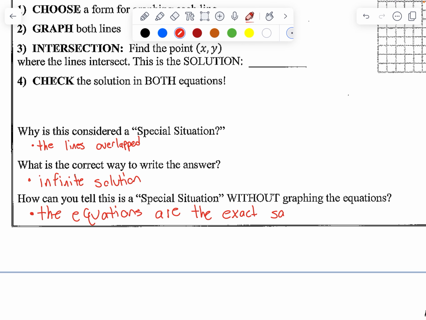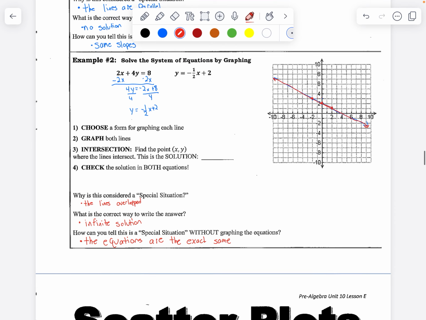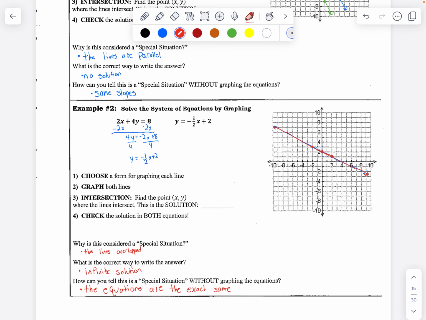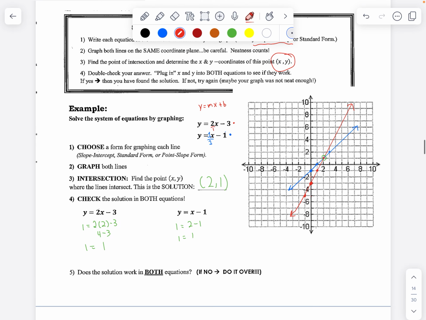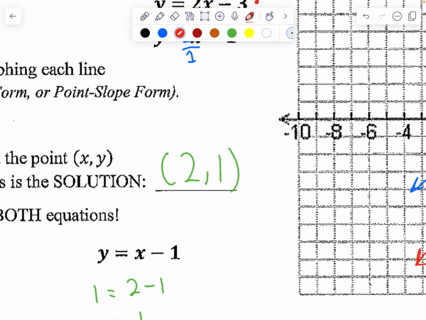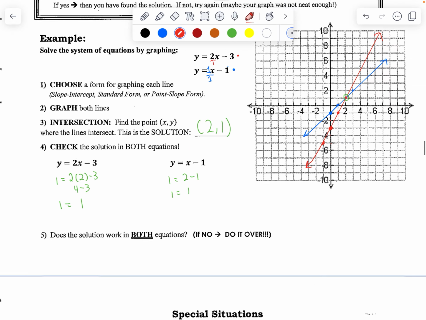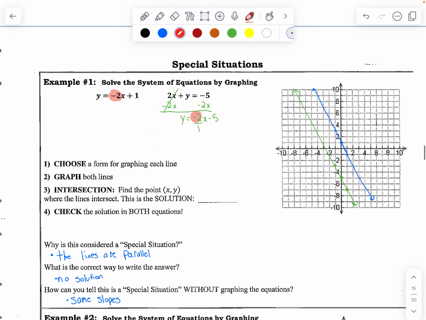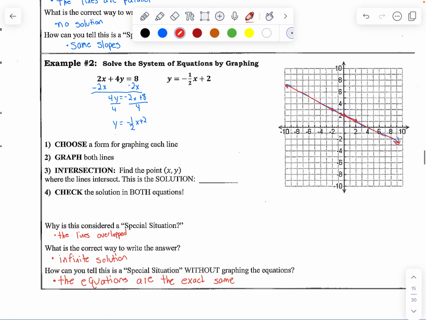So on your homework tonight, you will have 3 different possible answers for a question. One answer would be like the first one, where your lines intersected at one specific spot, and so the answer was one specific ordered pair, (2, 1). The second answer could be no solutions because your lines were parallel, and the third would be infinite solutions.